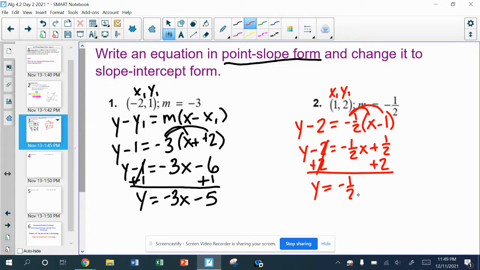So I have a negative 1/2 x. 1/2 plus 2 could be written as 2.5. It could be written as 5 over 2. Any of those would be just fine.